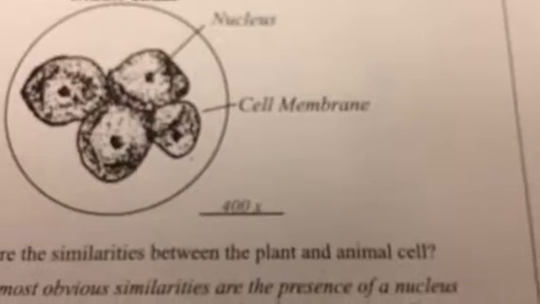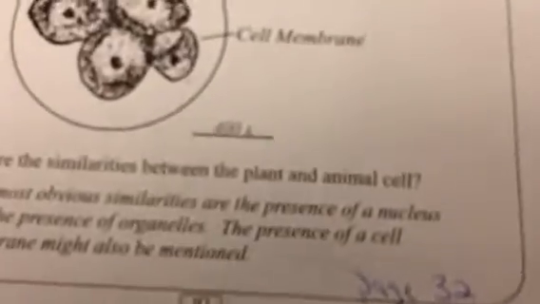The question at the bottom: what are the similarities between plant and animal cells? You can have various things on here depending on what your textbook tells you, but obvious similarities are the presence of a nucleus and other organelles, and the presence of a cell membrane.